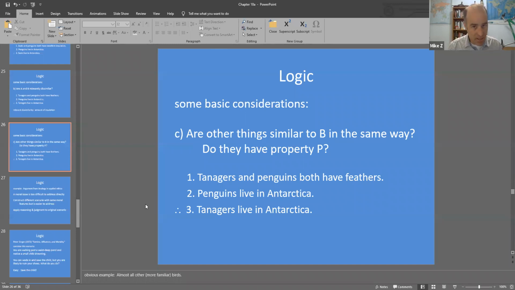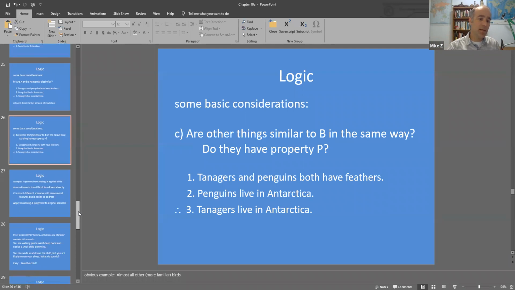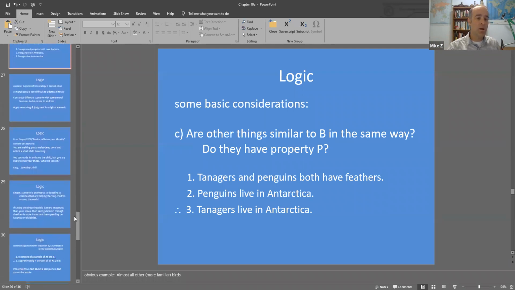Do those things live in the Arctic or the Antarctic? No, right? Almost all other birds fail to have that property of living in Antarctica. So this is another way of showing that this is a really weak argument. It's a bad analogy. Okay, so here's another example of an argument from analogy, and it's one that is used in the philosophical literature.